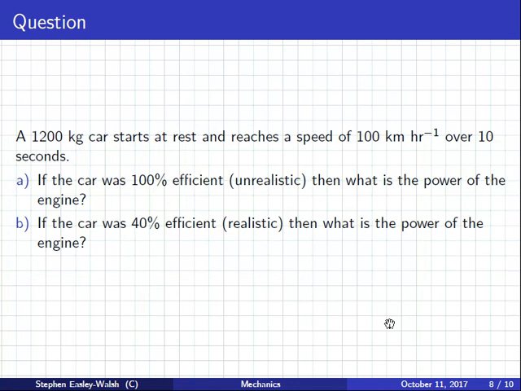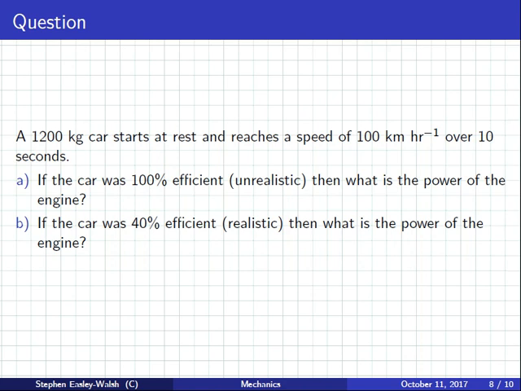Right. A 1,200 kilogram car starts at rest and reaches a speed of 100 kilometers an hour, and it takes it 10 seconds to do this. If the car was 100% efficient, which it's not, but if we say it is, then what is the power of the engine? So the power is the work over the time. What's the time? 10. What's the work? Yeah, given the car kinetic energy is the work done.